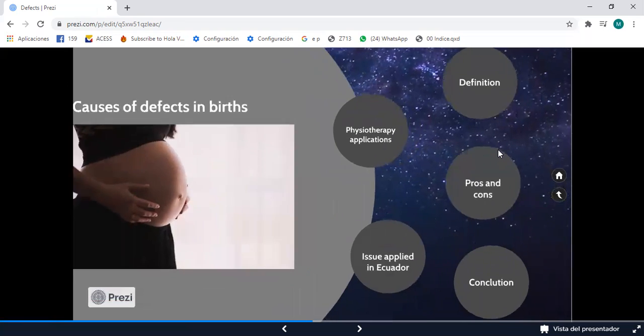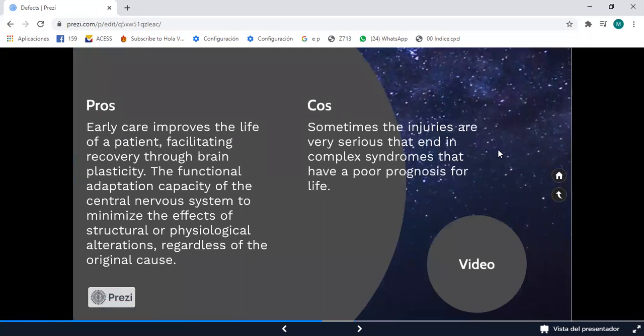And pros and cons. Pros: early care improves the life of a patient, facilitating recovery through brain plasticity, the functional adaptation capacity of the central nervous system to minimize the effects of structural or psychological alterations regardless of the original cause. And cons: sometimes the injuries are very serious and end in complex syndromes that have a poor prognosis for life.